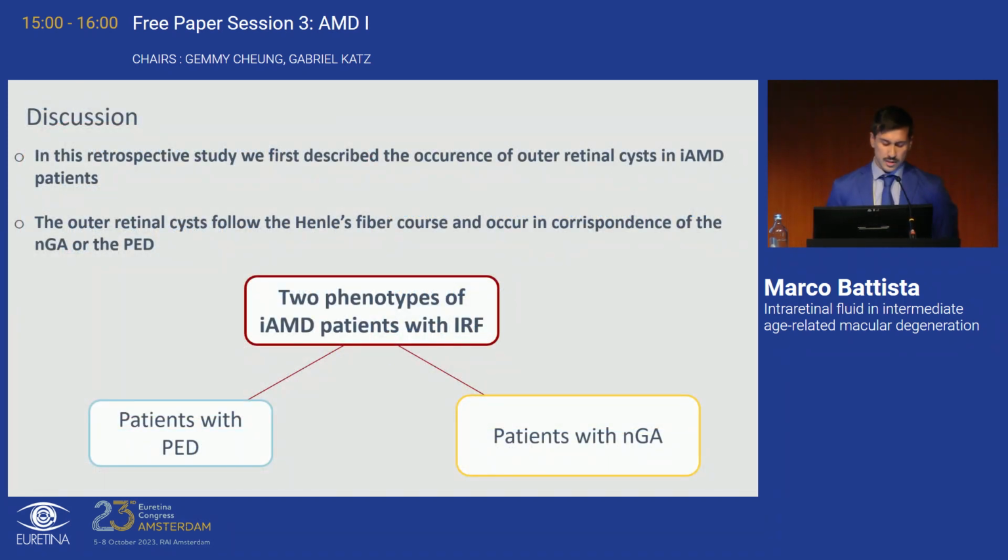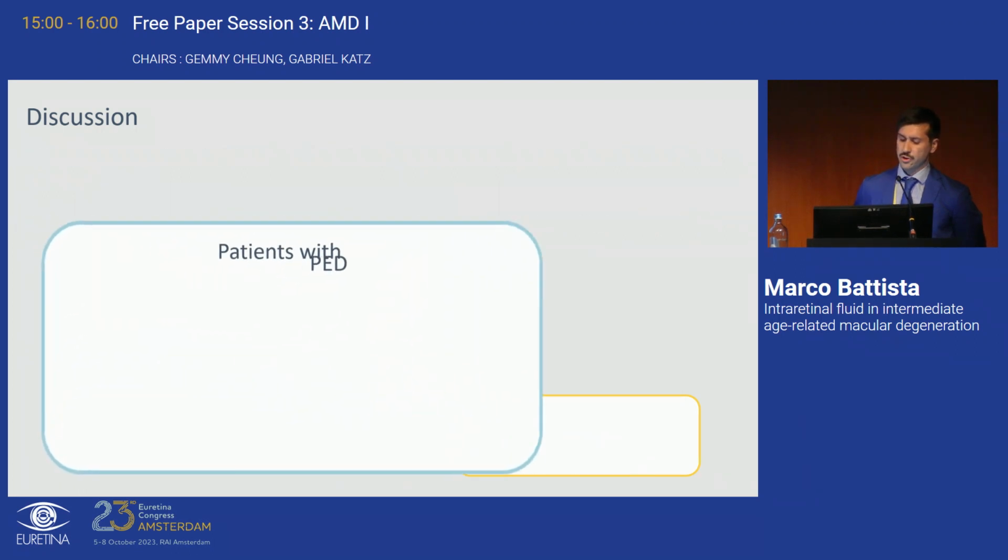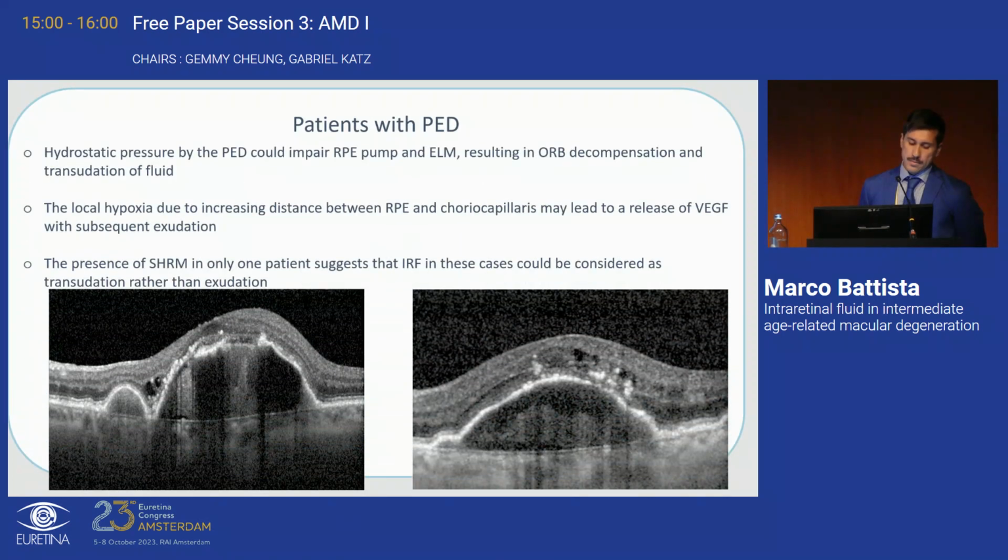So in our study, we observed mainly 2 phenotypes, one associated with intraretinal fluid and PED, and one associated with intraretinal fluid and nascent geographic atrophy. In the first phenotype, we think that the high hydrostatic pressure inside the PED is the cause of the impairment of the RPE pump due to the distance between the RPE and the Bruch's membrane.